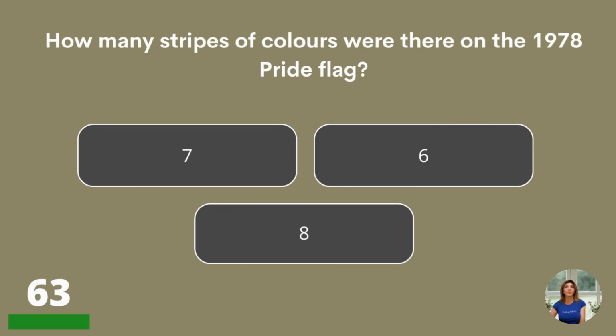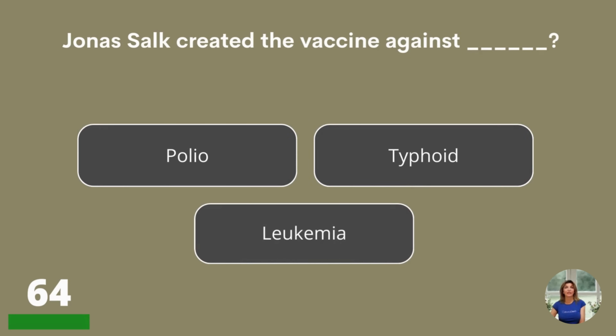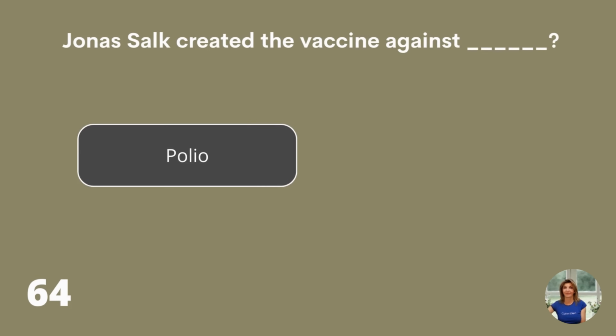How many stripes of colors were there on the 1978 Pride flag? 7, 6, or 8? Eight. Jonas Salk created the vaccine against polio, typhoid, or leukemia? Polio.